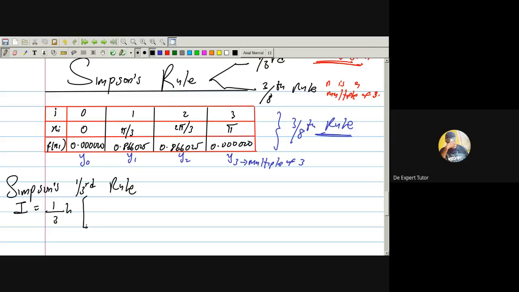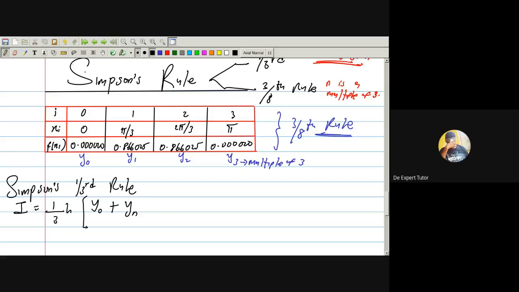Then this is what you will now do. Firstly, you're going to do what you did for the trapezoidal rule: y naught plus yn. Those last terms, you are going to put them here. All together? Okay. You will now do something.